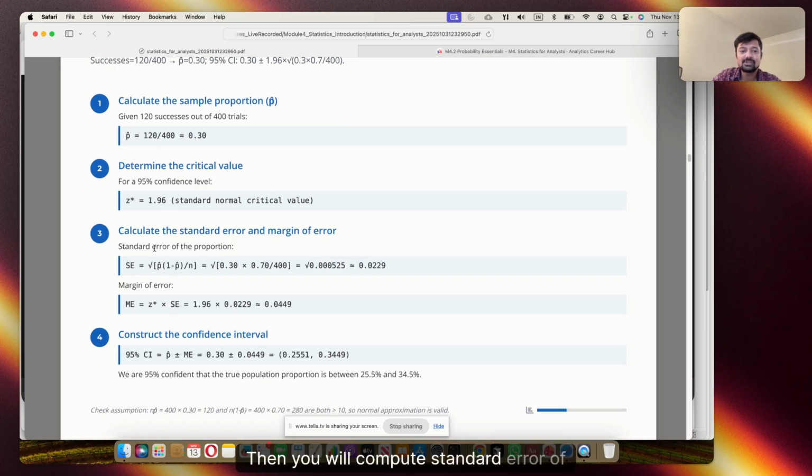Then you will compute the standard error of the proportion. The standard error is computed by this formula: you have some proportion p, you use p times 1 minus p, divided by n, and take the square root. By doing this, let's say you get a standard error of 0.002. After the standard error, you will compute the margin of error. The margin of error is the z value, which you already computed, multiplied by the standard error. So this margin of error is 0.004.